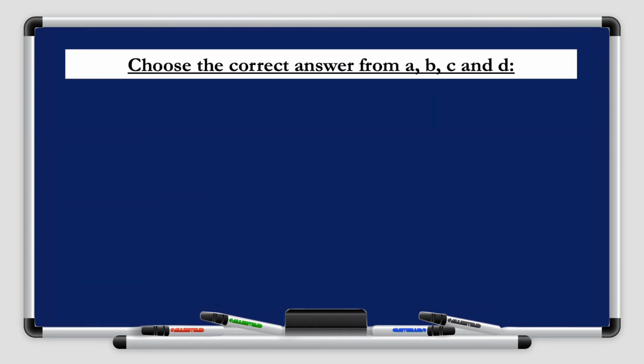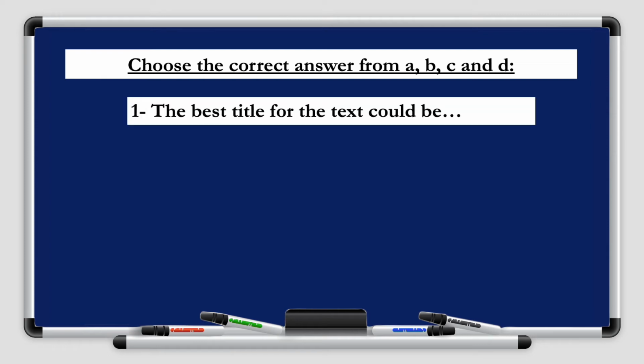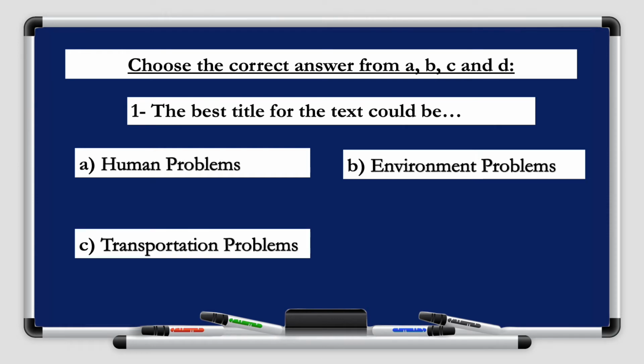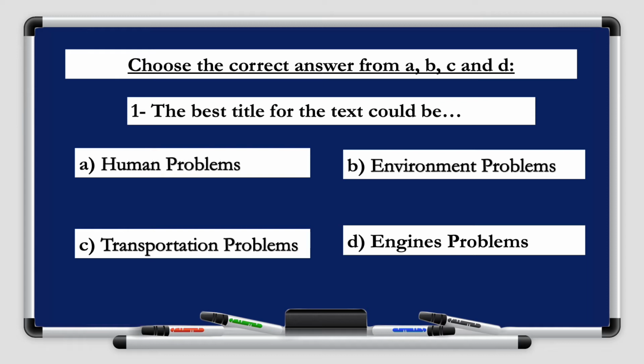And now, we have to choose the correct answer from the following A, B, C, and D. Question number 1. What is the best title for the text? The best title could be Human Problems, Environment Problems, Transportation Problems, or Engines Problems. We read the text as a whole, and throughout the text we are talking about environment problems, the earth is suffocating. So the answer is, excellent job, my dear viewers, environment problems.